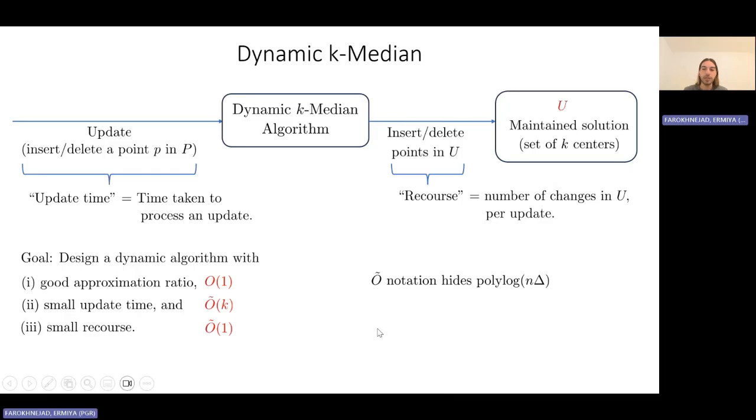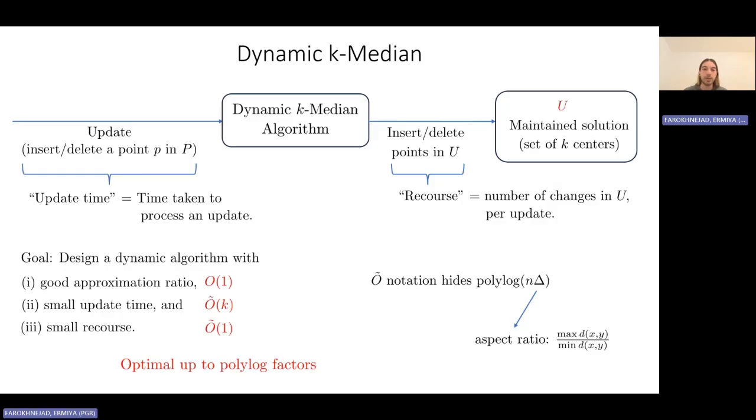First of all, this tilde notation hides polylogarithmic factors in n and delta, where n is the maximum size of the dynamic space P, and delta is called the aspect ratio of the space, which is the ratio between the maximum distance of any 2 points in the space by the minimum distance of any 2 distinct points in the space. And this is optimal up to polylogarithmic factors.